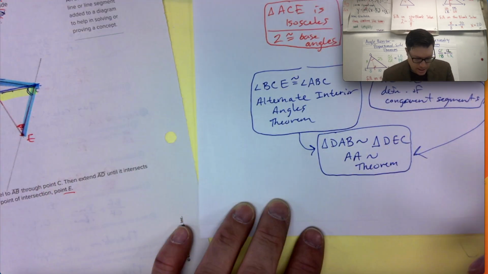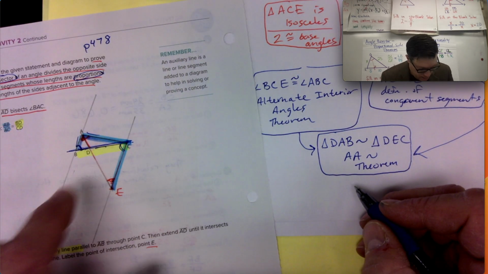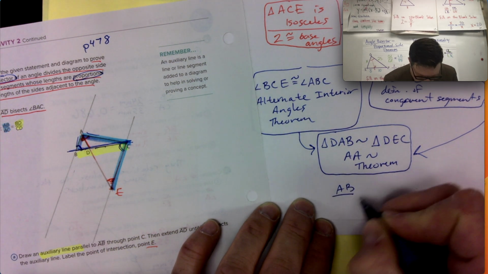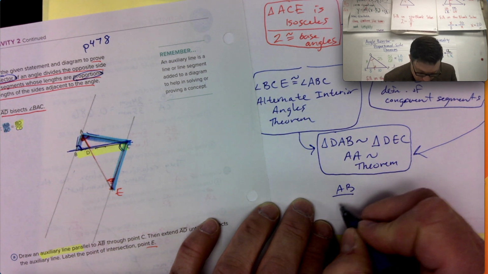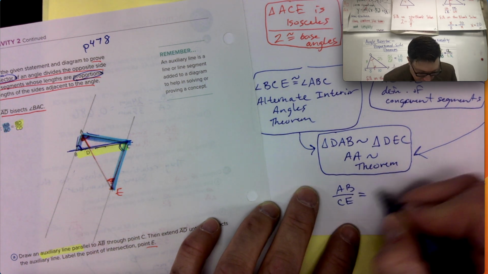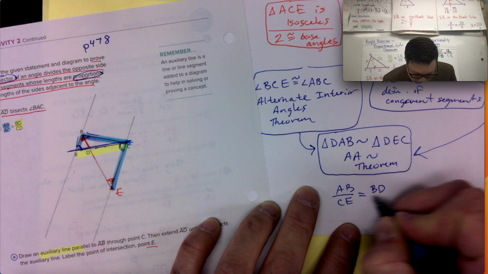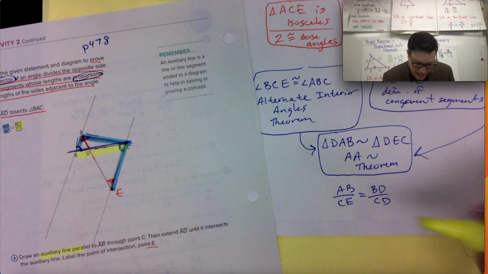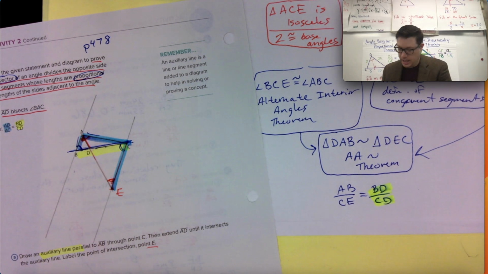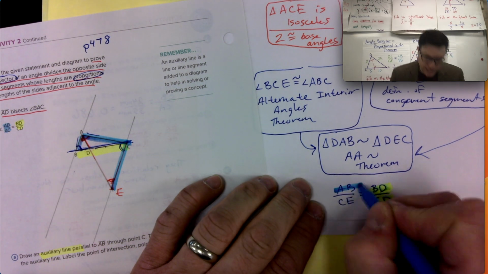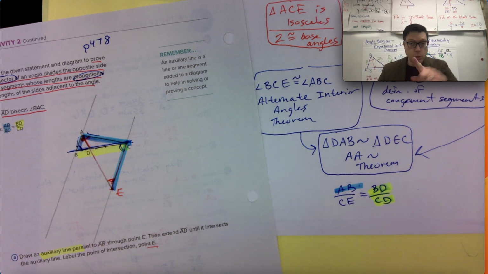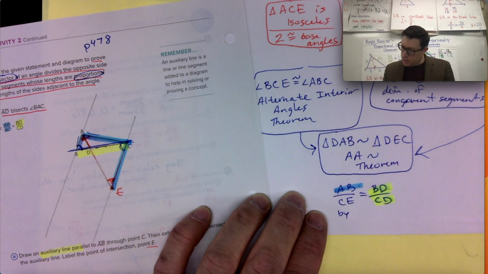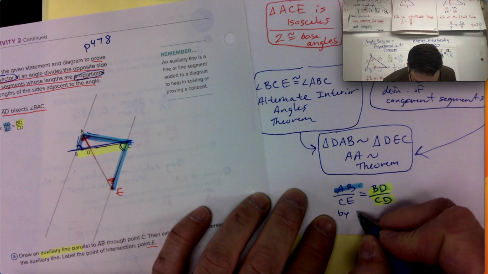We get to say this, AB over CE is equal to BD over CD. And right now, I'm still pushing towards the proof. I have this highlighted yellow, and I have this highlighted blue. So something is missing. But the reason this is true is by similar triangles, corresponding sides.